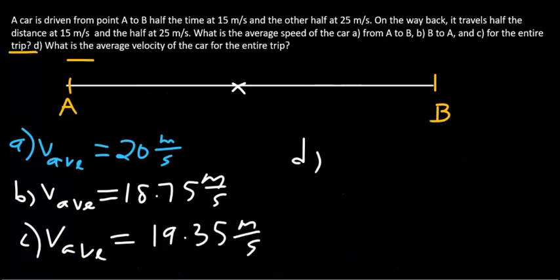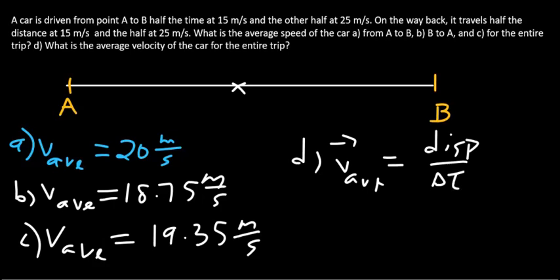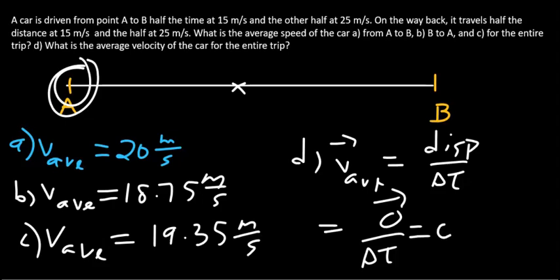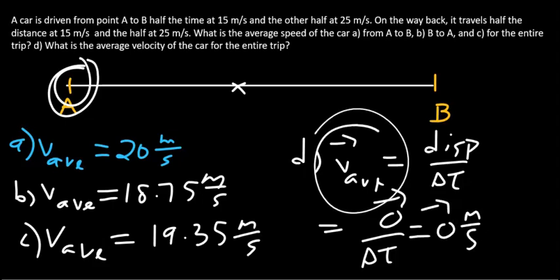Now part D, what is the average velocity of the car for this entire trip? The average velocity equals displacement over the time interval. However, the car starts from here and ends up there, so that means the displacement is just 0 over the time interval. So you get 0 meters per second for the average velocity. And as you can see, the magnitude of that average velocity is different from the average speed. And they need not be the same, as we have stressed earlier.